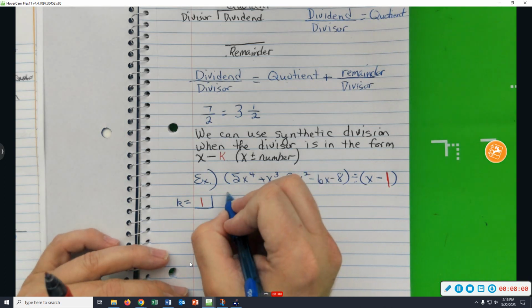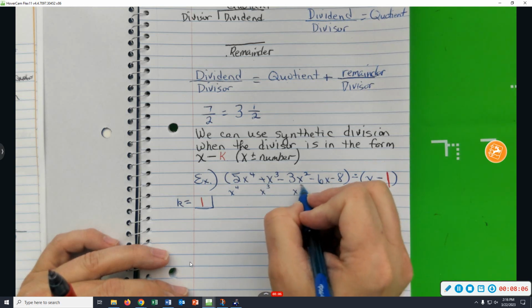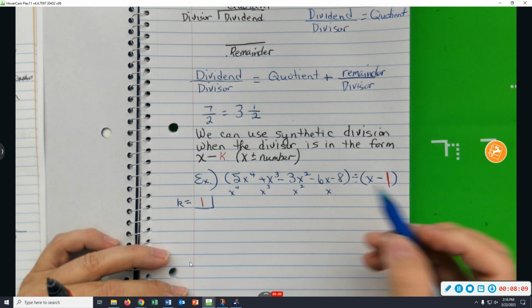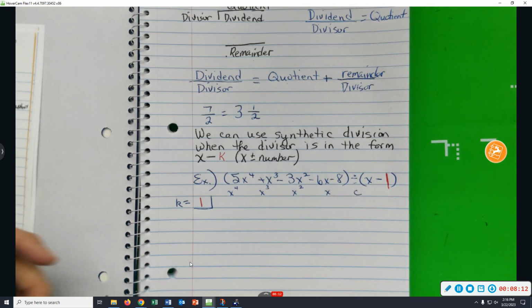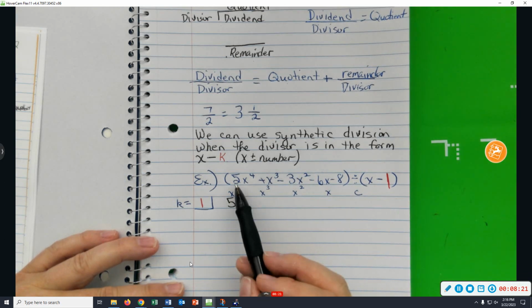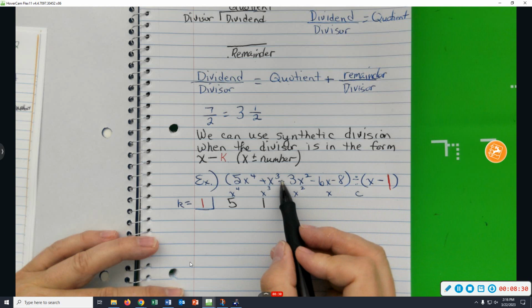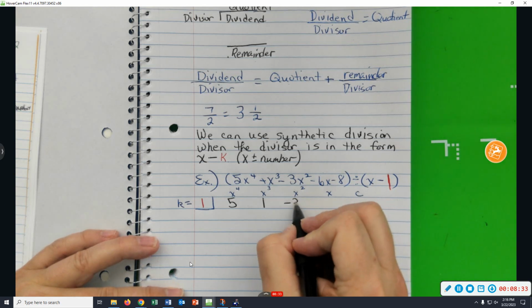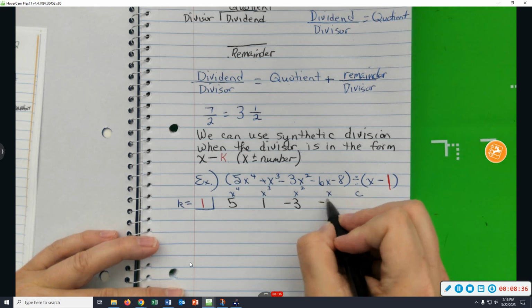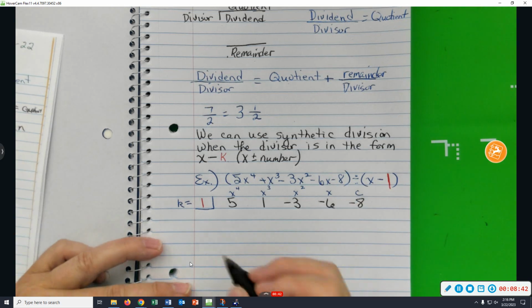I'm going to put some little column headings. We have x to the 4th, x cubed, x squared, x, and finally my constant. I'll put a C for constant. And then I start writing the coefficients. The coefficients are the numbers in front of the x's. That first one, 5. And what would the coefficient on this x cubed be here? I don't see a number. 1, right. And then -3. Be sure to take the signs. -6. And what do I have here as my constant? Okay, -8. Skip a line.